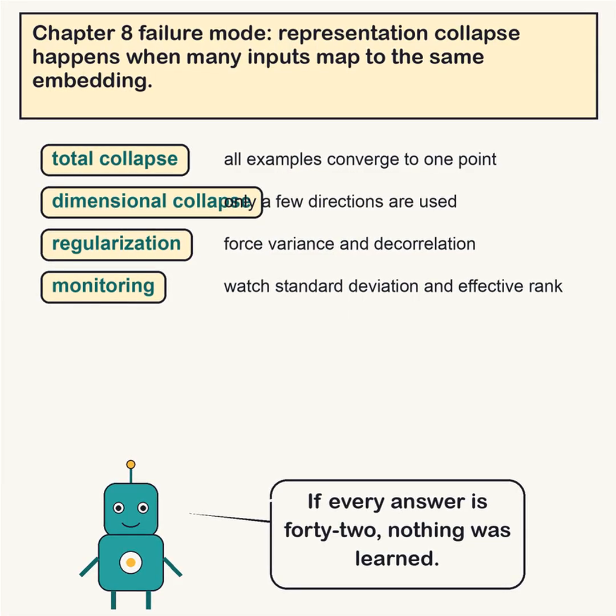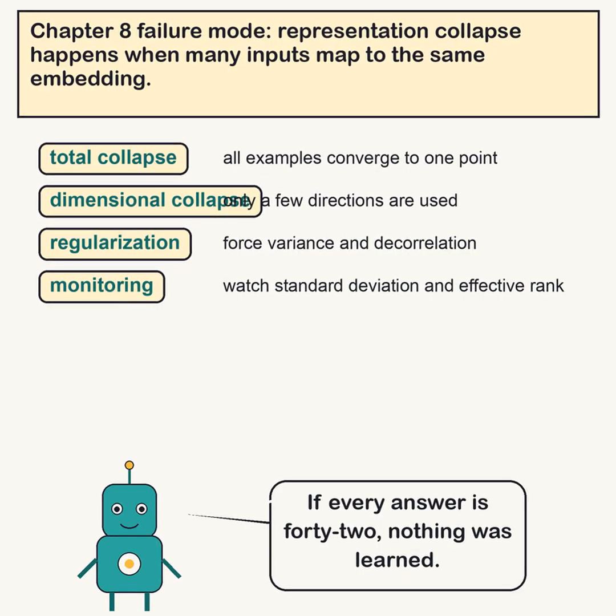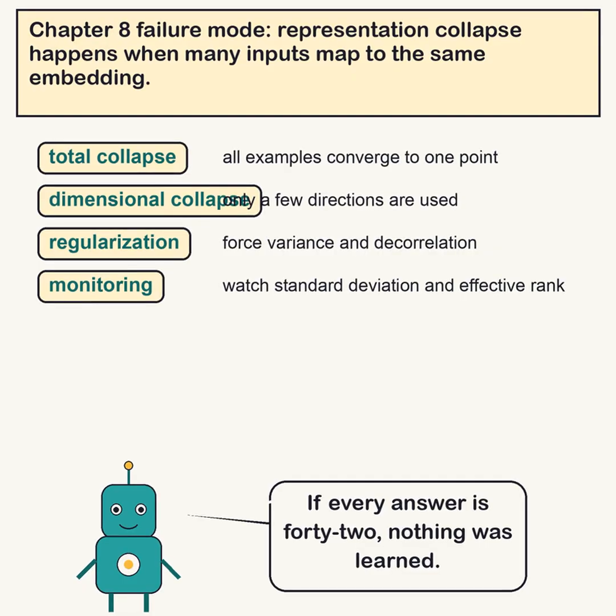Collapse is the final boss because latent prediction has a loophole. If every input maps to the same vector, prediction becomes easy and learning dies.